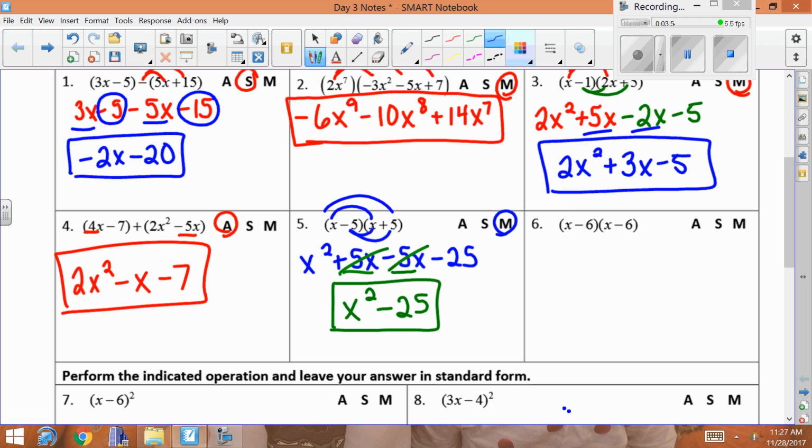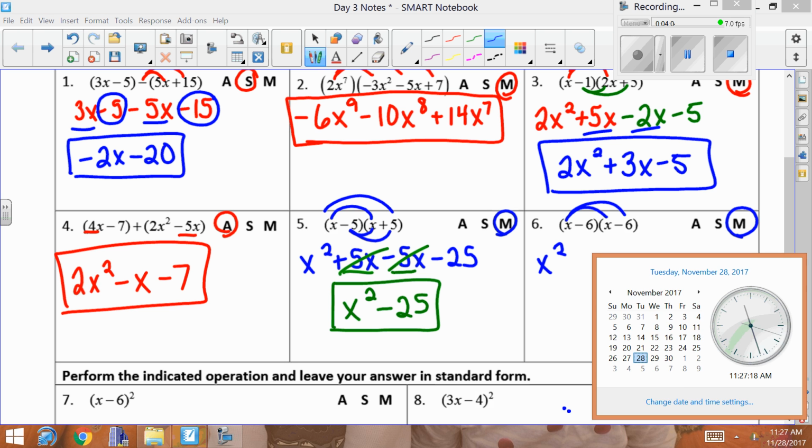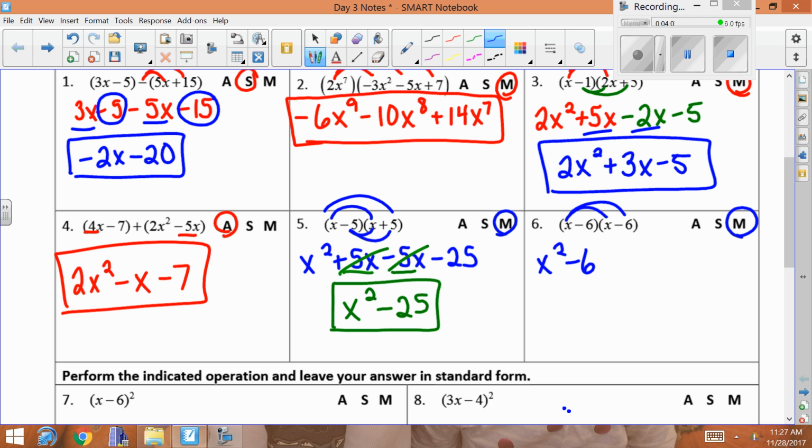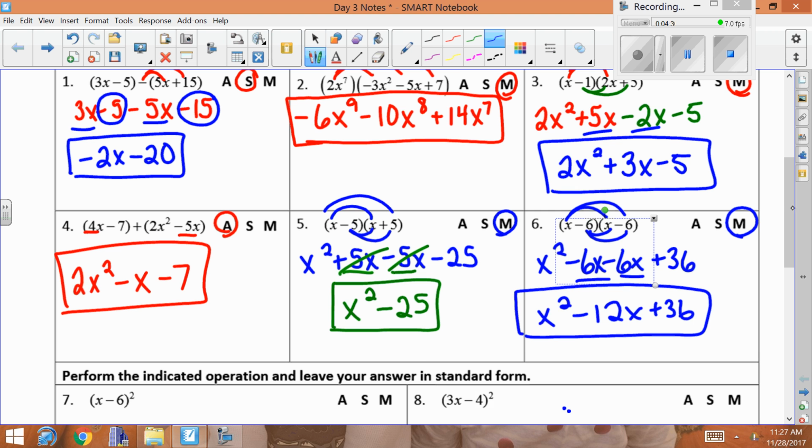The last one of the review, another multiplication problem. There's nothing in between them, so we're multiplying. So another double distributive. X times x gives you x squared. Then it becomes a minus 6x, and then another minus 6x. Sorry, I forgot the x. And then negative 6 times negative 6 gives us a positive 36. Notice this one's different from number 5. These both have the same variable and the same number, but one's positive and the other one's negative in number 5, so they cancel. Here they don't cancel out. So we get a minus 12x plus 36. And that's our answer.